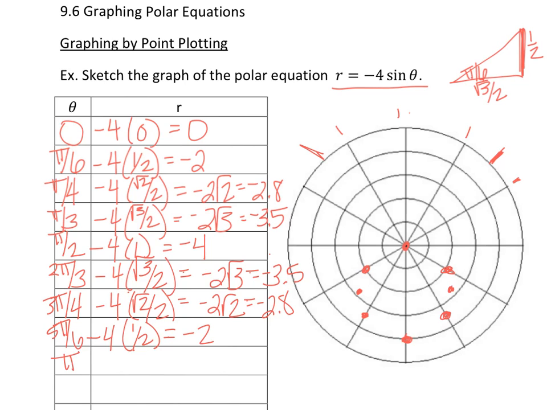Now I'm at pi. -4 times the sine of pi, which is 0, is going to be 0. So I'm back at the origin. Okay, connecting my dots so far, I have made a circle.